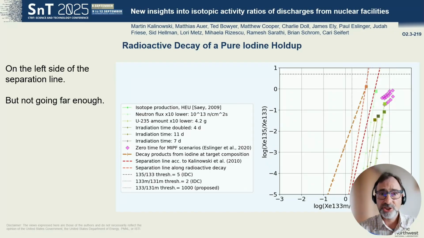The brown dashed line shows simply radioactive decay of a pure iodine holdup, better to say of the radioxenon coming out of this pure iodine holdup. The line is found on the left side of the separation line, so that's the right direction, but it's not going far enough to explain all the observations.